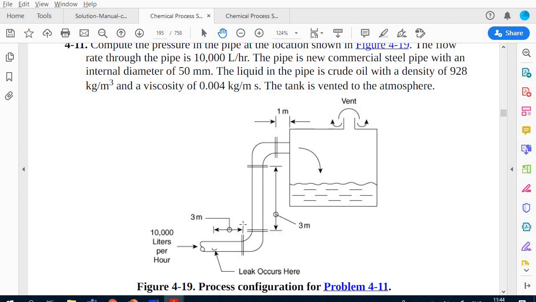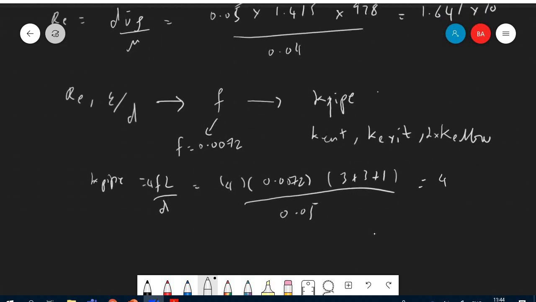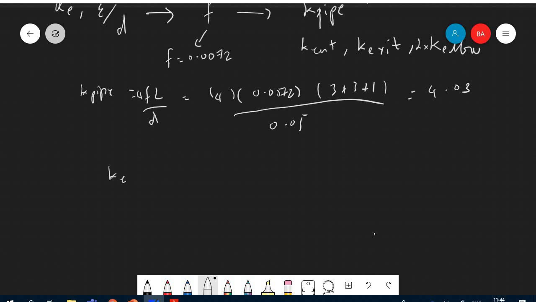term, which is the diameter. What was L? If you go back, L is 1 meter, 3 meters, and another 3 meters here. So 3 plus 3 plus 1, okay? So that was the distance between point 1 and point 2 that we are looking at, and that is equal to 4.03.